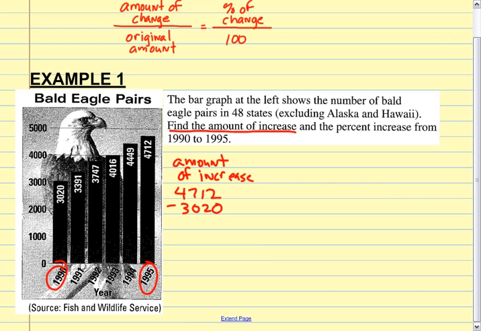Yeah. So then that's going to give me 2. And I need to borrow from the 7, make it a 6. 11 minus 2 is 9. 6 minus 0 is 6. 4 minus 3 is 1. So the amount of pairs went up from 3,020. It went up 1,692. Okay? That's the amount of change. Do you agree? Now it says, and the percent increase.